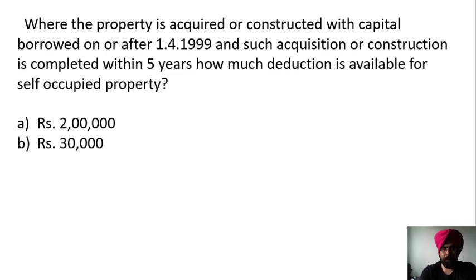Where the property is acquired or constructed with capital borrowed on or after 1st April 1999 and such acquisition or construction is completed within 5 years, how much deduction is available for self-occupied property? Rupees 2 lakh or rupees 30,000. So here the property is acquired or constructed with capital borrowed on or after 1999, and the property is declared as self-occupied property under the Income Tax Act. So how much deduction can be claimed for this loan and interest payable?